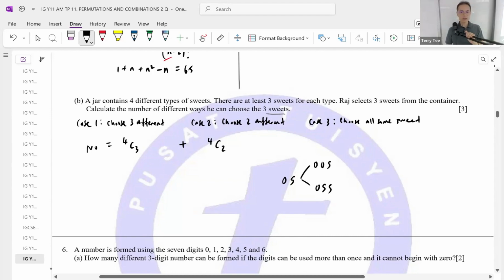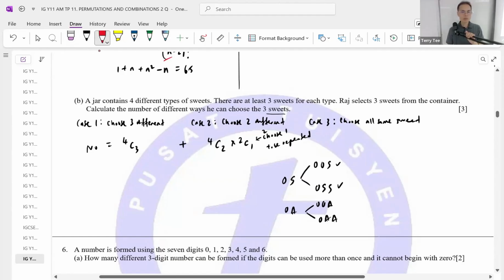Like orange strawberry, there are 2 more combinations. Maybe orange apple, I can also do orange orange apple, or orange apple apple, isn't it? So you have to times 2. You can either times 2 or times 2C1. What does this 2C1 represent? Choose 1 to be repeated. Should I write this here? One of them has to be repeated.